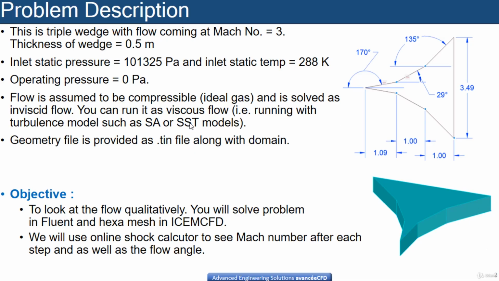And this SST stands for the shear stress transport model. It's a combination of the k-omega and the k-epsilon, and it combines the best of these two turbulence models. So the main objective is that we have to look at the flow qualitatively, and you'll solve the problem in Fluent, and we create exact meshing in ICEM CFD, and also we will use the online shock calculator to see the Mach number after each step, as well as the flow angle.